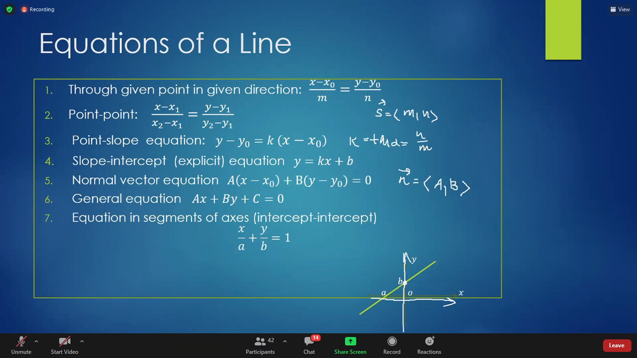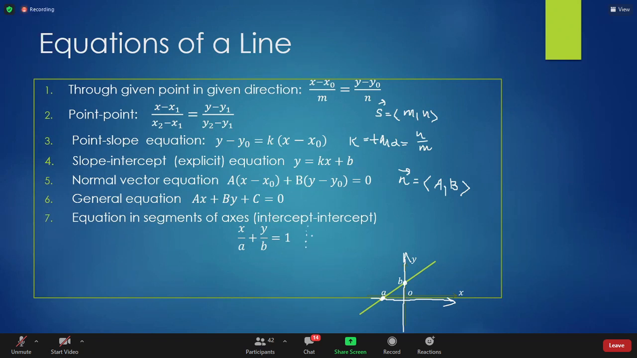Now, if we denote the intersection point of the line with the x-axis by a, then we get an equation of this line as shown: x divided by a plus y divided by b equals 1. This is a line. You can see that it definitely is a line. For example, if you multiply both sides of this equation by ab, you would get an equation in the form of equation 6. So this is definitely an equation of a line.